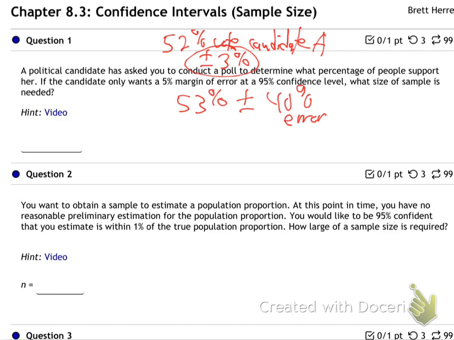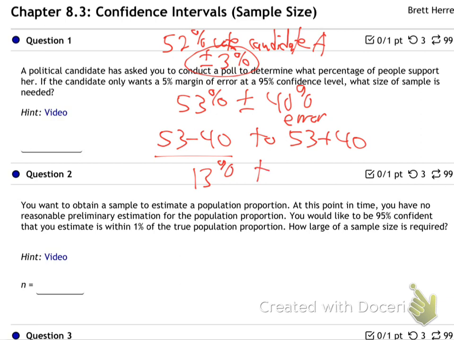What am I saying? I'm saying it could go from 53 minus 40 to 53 plus 40. In other words, it could go from 13% to 93%. So I'm saying that on election day, somewhere between 13% and 93% of the whole population is going to vote for candidate A. I'm not saying much, am I?